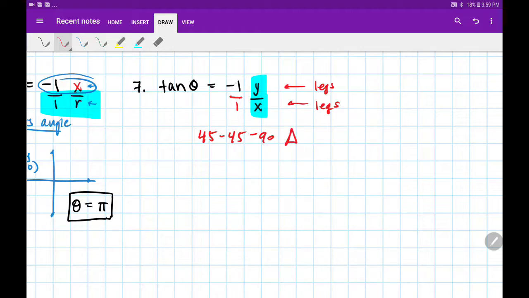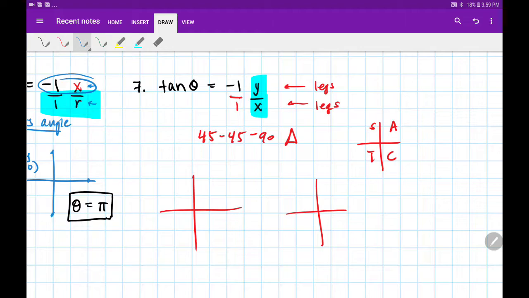And since tangent is negative, that means that if we use all students take calculus, we're going to have two answers, right? One of these triangles can be in quadrant 2, and the other one can be in quadrant 4. Now, how did I know that? So I used all students take calculus like this. Remember, A means all of the trig functions are positive here, but I need tangent to be negative. So that's out. And then T means tangent is positive in this quadrant, but I need it to be negative. So I'm left with quadrants 2 and 4.